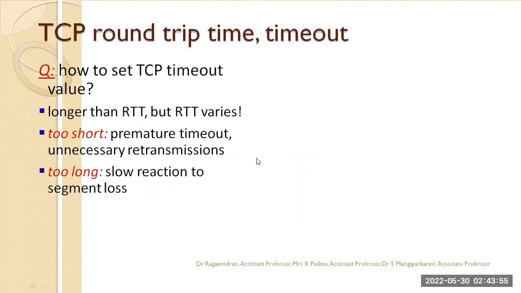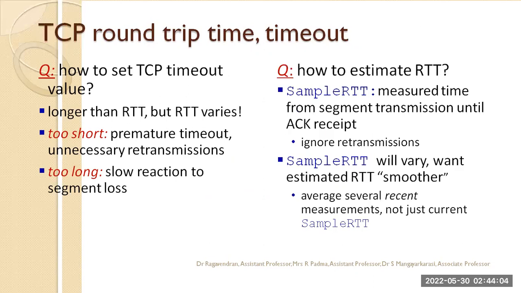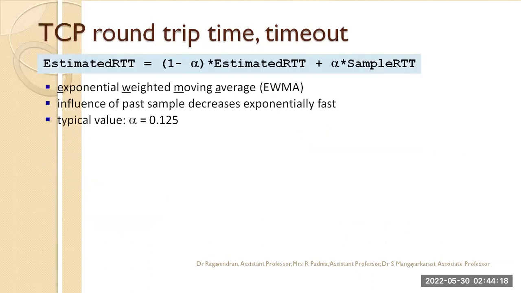So TCP round trip time and timeout. How to set the TCP timeout? It should be longer than RTT, but RTT varies. Too short gives a premature timeout, and unnecessary retransmission of data will occur. Too long gives a slow reaction to segment loss. So sample RTT is the measured time from segment transmission until acknowledgement receipt. Okay, this is TCP round trip time and timeout.